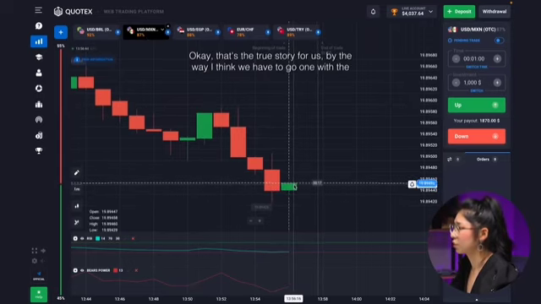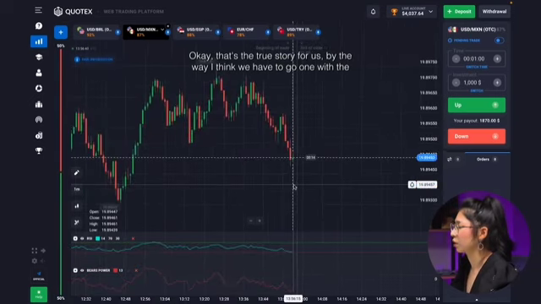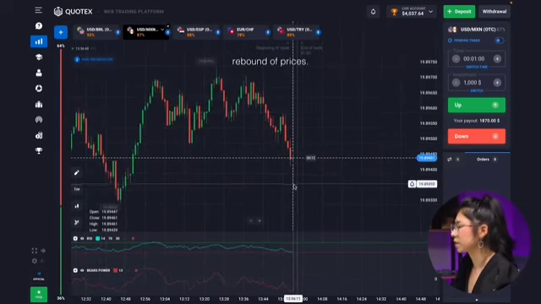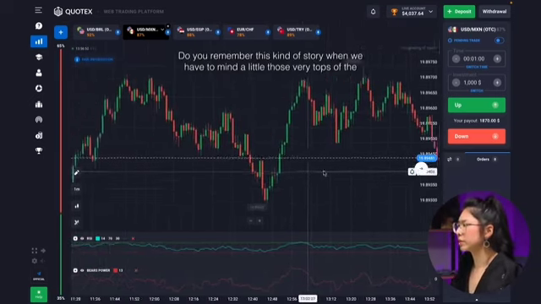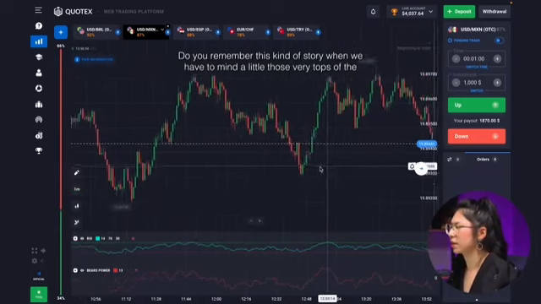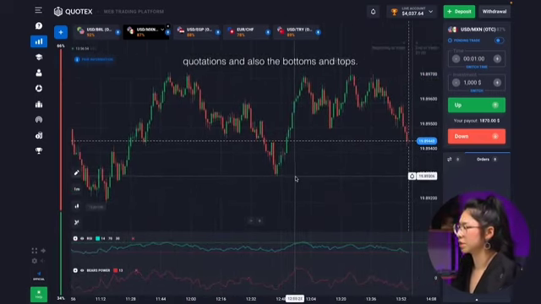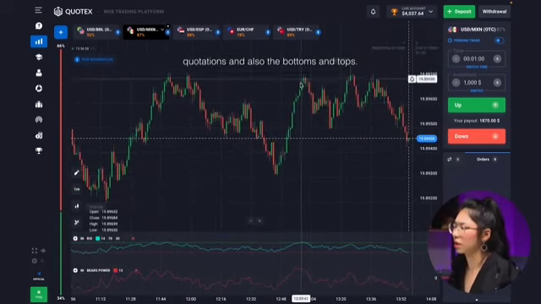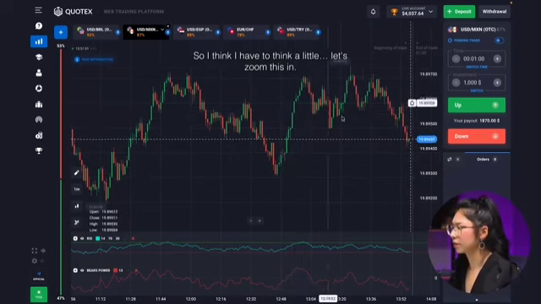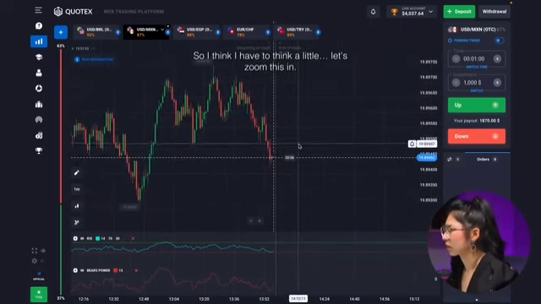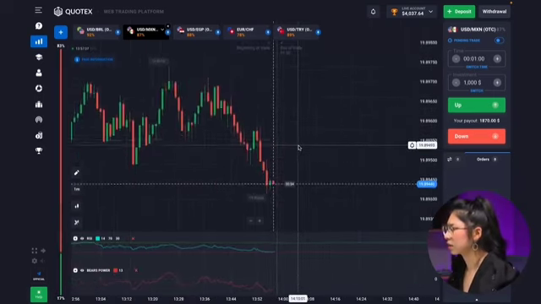Okay, that's a true story for us. By the way, I think we have to go on with the rebound of the prices. So do you remember this kind of story when we have to mind little those very tops with the quotations and also the bottoms and tops? I think I have to think a little and let's zoom this in.